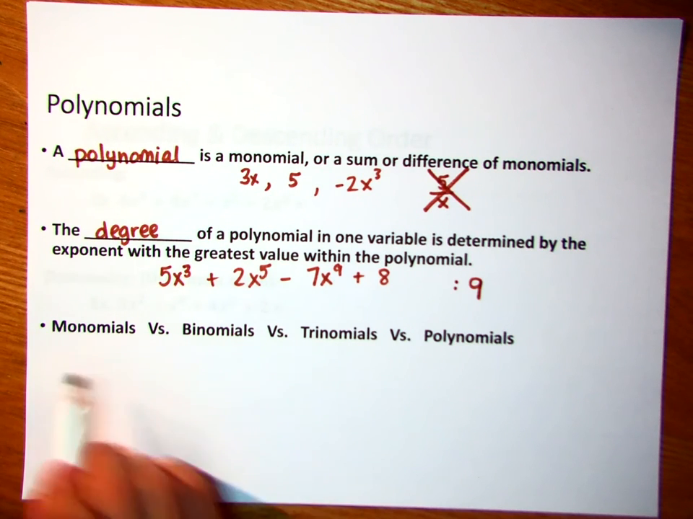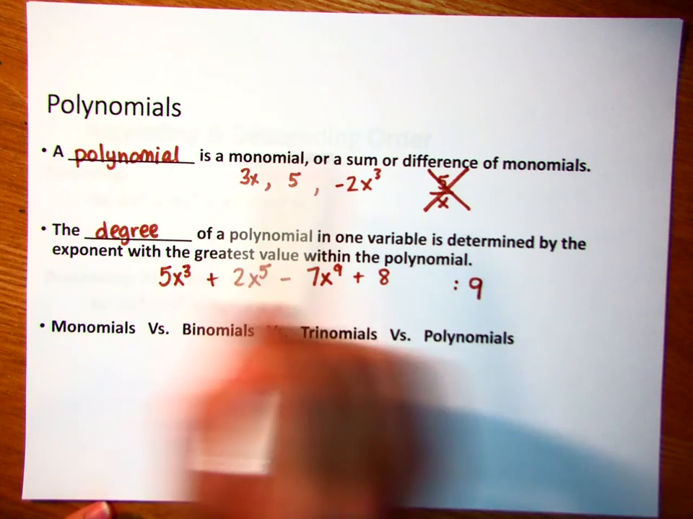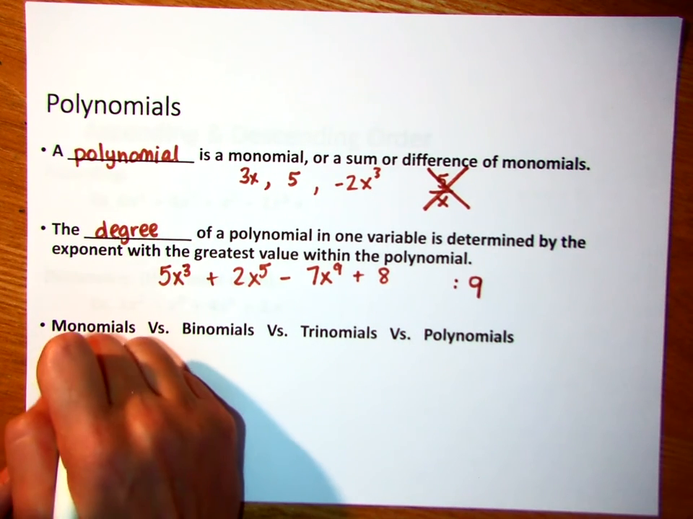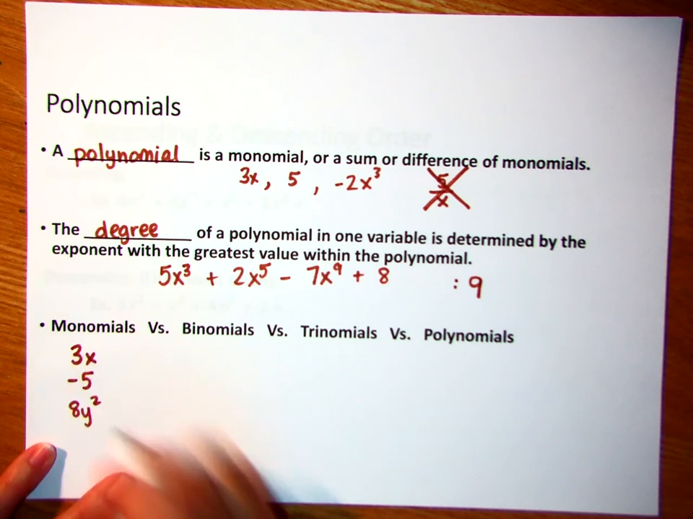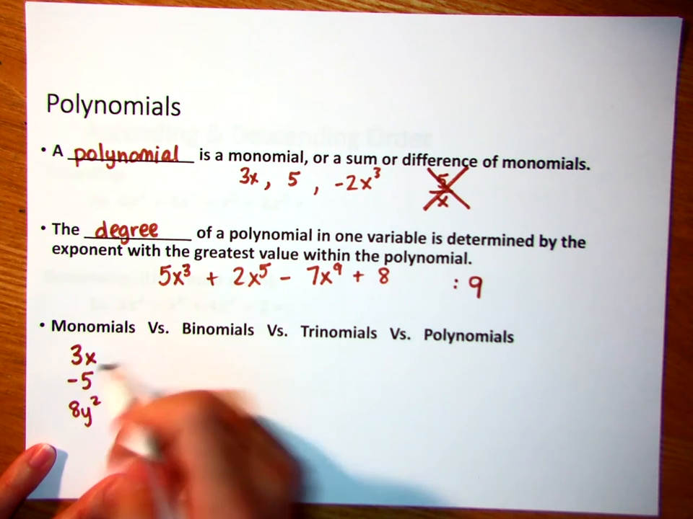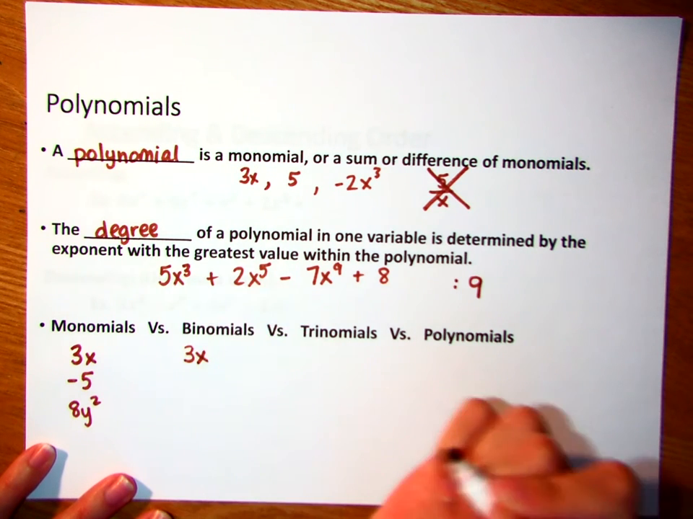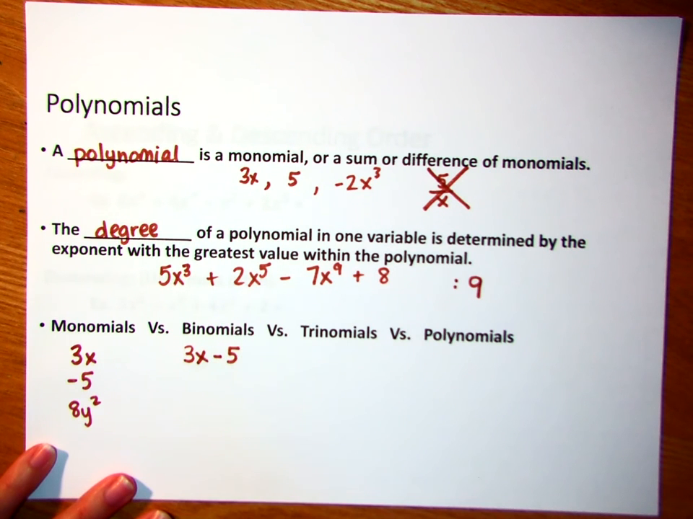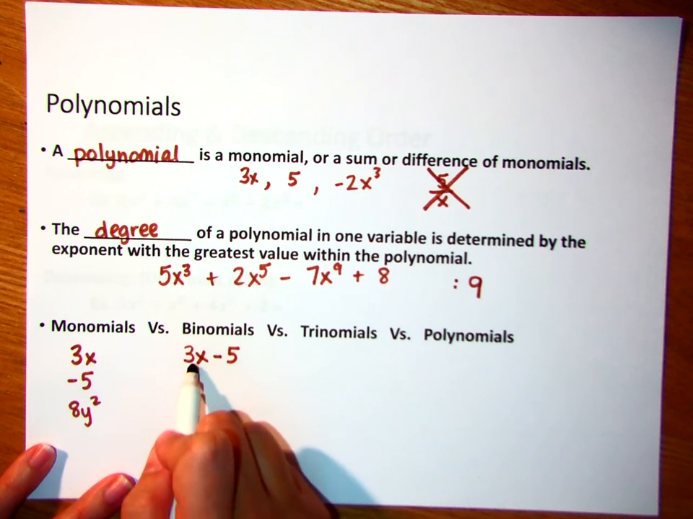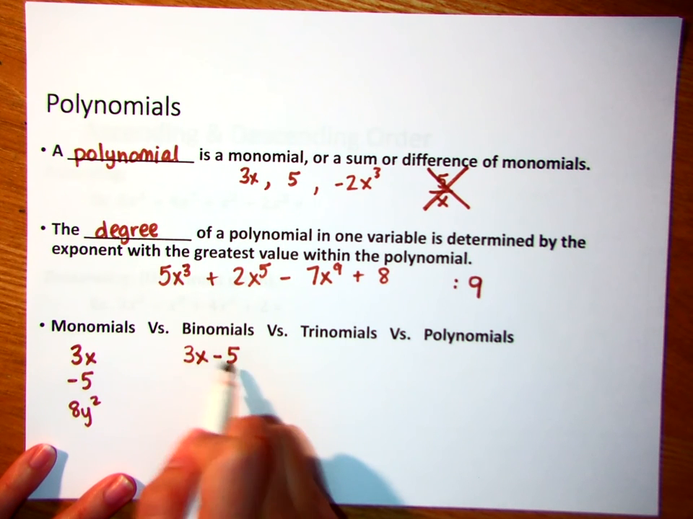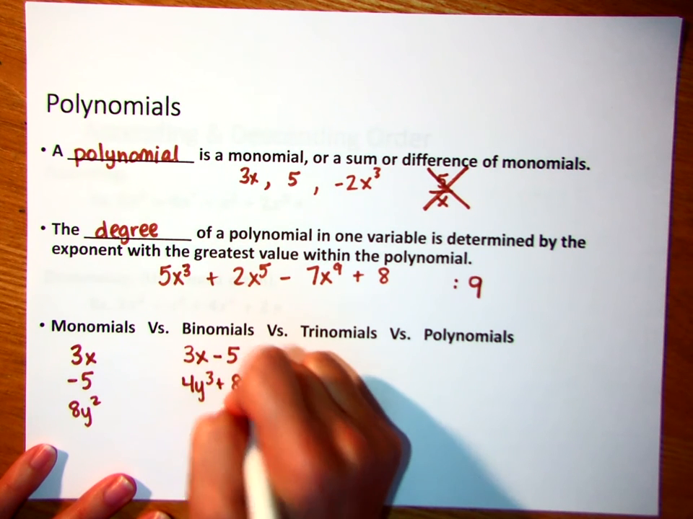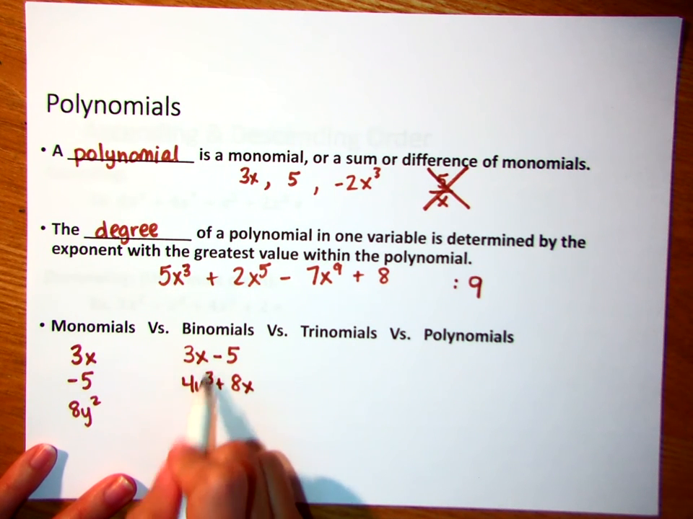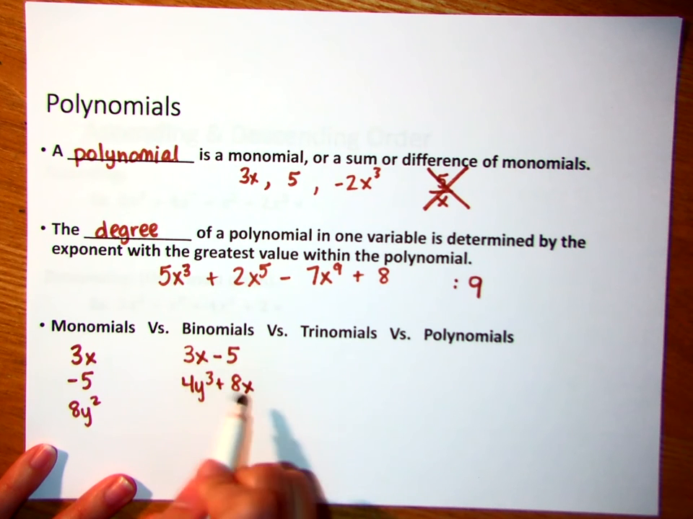Alright, so let's talk about the difference between these. A polynomial is made up by a sum or difference of monomials. So again, a monomial would be like 3x or negative 5 or 8y squared. It's just one term. But when we take one of these terms, like 3x, and we add it to another one, like 5, or subtract in this case, that makes it a binomial because there are 2 terms. They are separated by addition and subtraction signs. So look at this one, 4y cubed plus 8x. That's a binomial because here is a monomial plus another monomial. They're separated by addition or subtraction signs, and there are only 2 terms here.